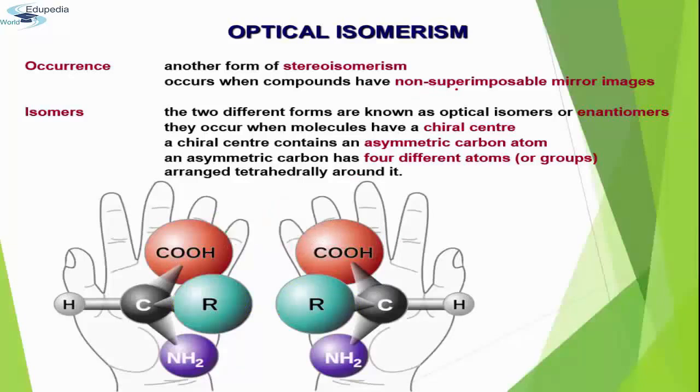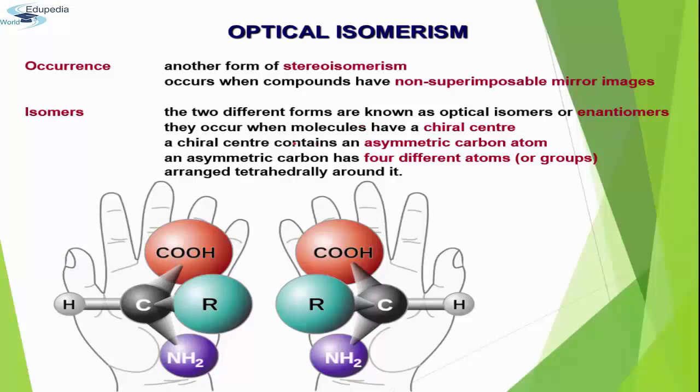Now the second criterion is non-superimposable. If you pick up this compound and keep it over this compound, then they will not superimpose. As you can clearly check with your hand, the left hand does not superimpose over the right hand, or the right hand does not superimpose over the left hand. So such types of isomers are known as optical isomers of each other, or they are also called enantiomers. Optical isomers or enantiomers.